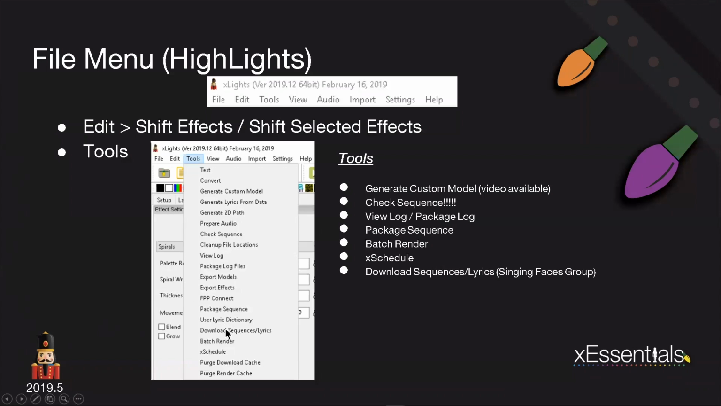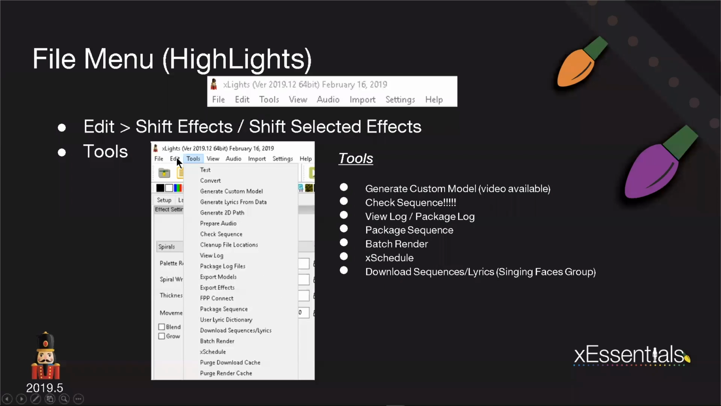There's a number of other small functions in here. I think the other one that I didn't mention is the user lyric dictionary. If you're sequencing with the Singing Faces group and you find a word doesn't convert for you, you can add it to the user dictionary. And I believe Tom Langley made a video on how to do that, so that video is available as well.